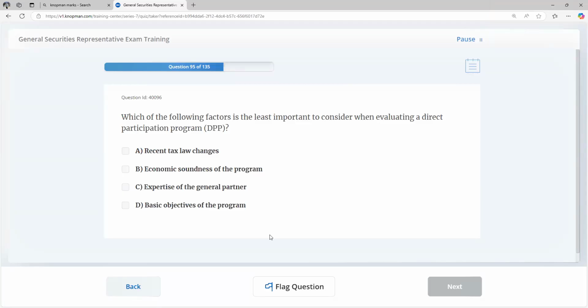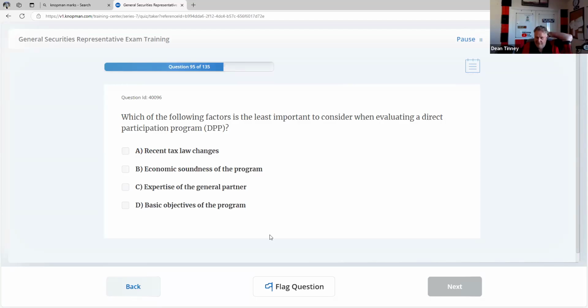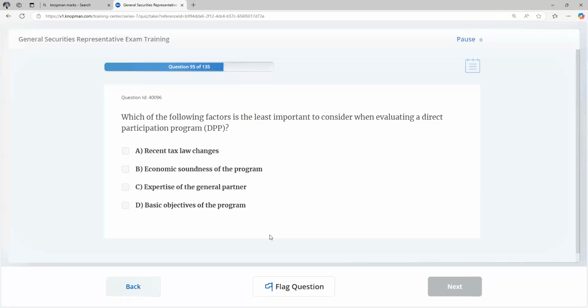Okay, so which of the following factors is the least? I kind of like what they're getting at. We'll assume it, see if we get this right, but I think when we get the rationale, I like the takeaway from the question, and I'll tell you what I think the takeaway is. Okay. And we get it answered. I've never had a question like this, so I'm probably going to get this one wrong. Which of the following factors is the least important? Is it the expertise of the general partner?